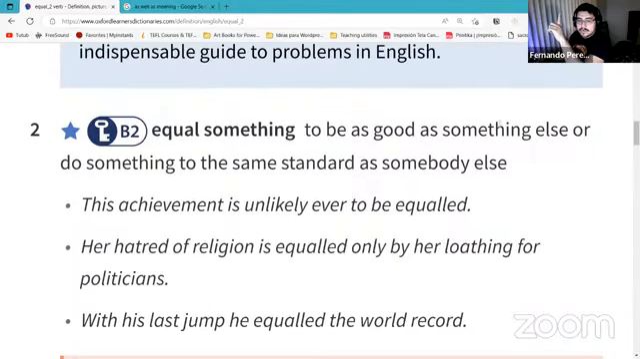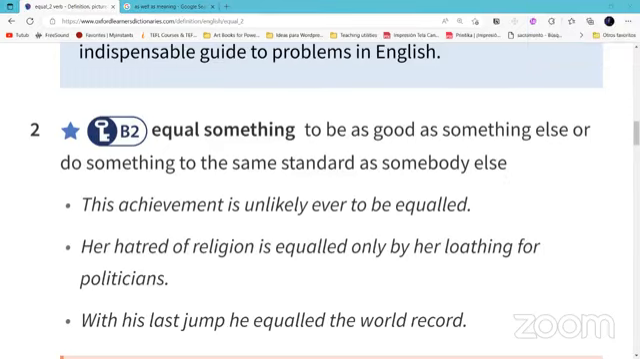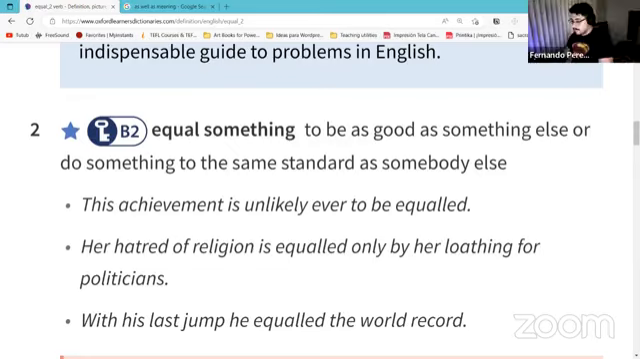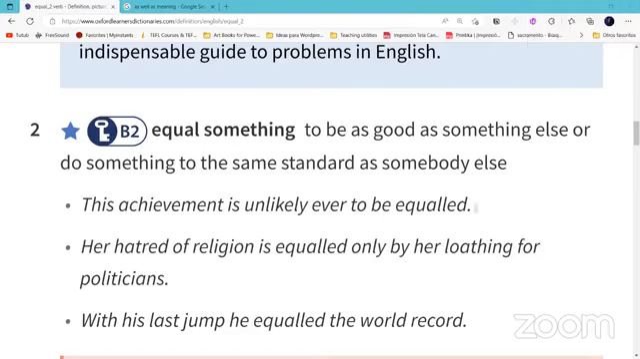But we are going to use definition number 2. Equals something: to be as good as something else or do something to the same standards as somebody else. This achievement is unlikely ever to be equaled. Equal in past? Exactly, equaled.